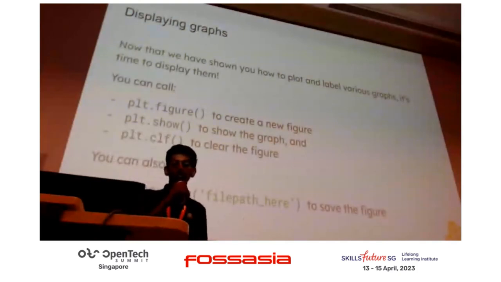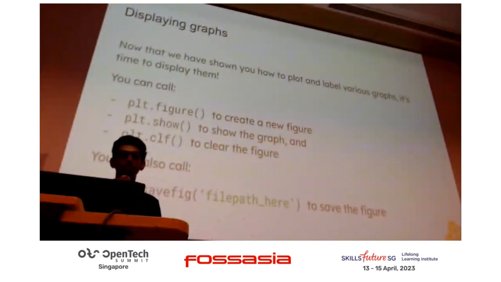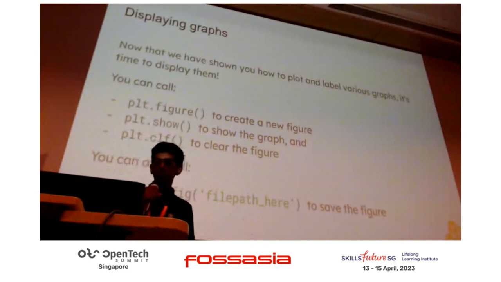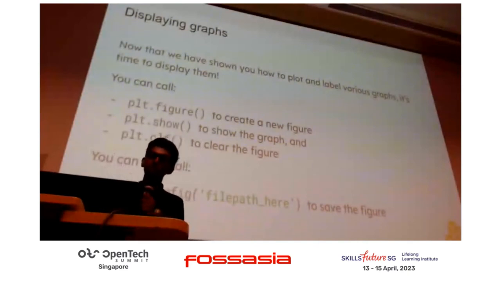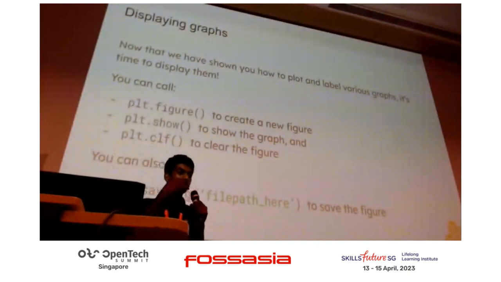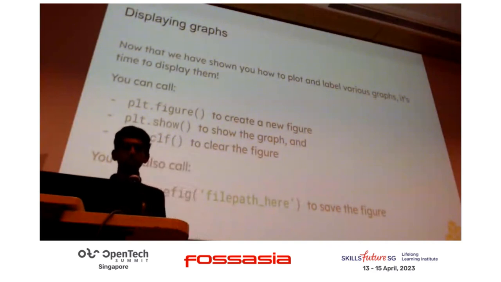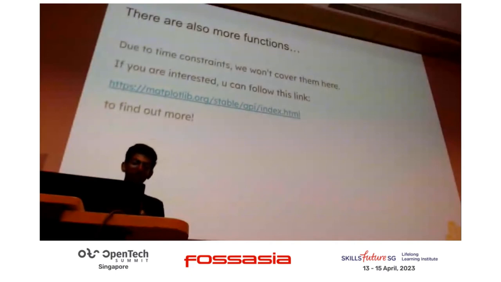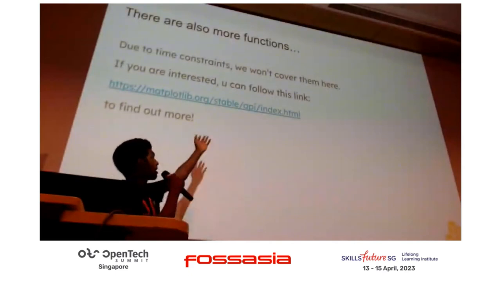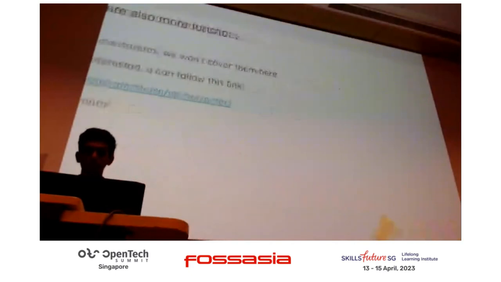After you make your graph, let's say you want to save it as a JPEG file. Then you can call plt.savefig, and in that function you pass in a parameter as the file path you want the file to be saved to. There are many more functions, and if you're interested, you can go to this link in the documentation to find out more.